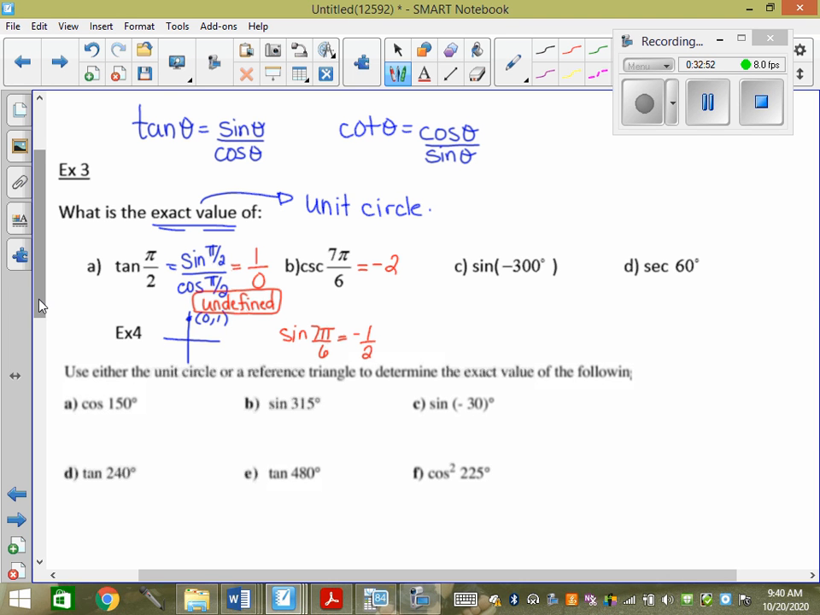Sine of negative 300. Is negative 300 right on my unit circle? No. Is its coterminal arm on my unit circle? Yep. So if I go negative 300 and I add 360, it's going to equal 60. So sine of negative 300 actually equals sine of 60. So same thing. And what's sine of 60? Calgary Stampede. So it's your y. Root 3 over 2.